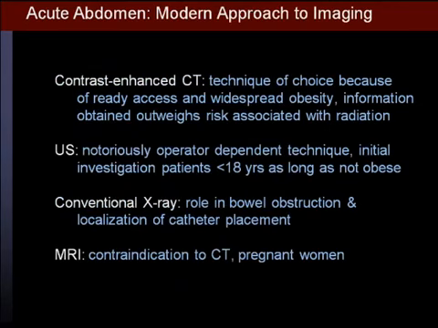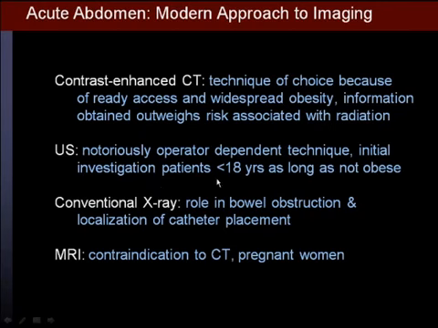How is the modern approach to imaging in acute abdomen? I would summarize that contrast-enhanced CT is a technique of choice because of ready access and widespread obesity. Information obtained outweighs definitely the risk associated with radiation. Unlike this, ultrasound is notoriously operator-dependent technique, but it's still the initial investigation technique in patients under 18 years of age, as long as they are not obese.